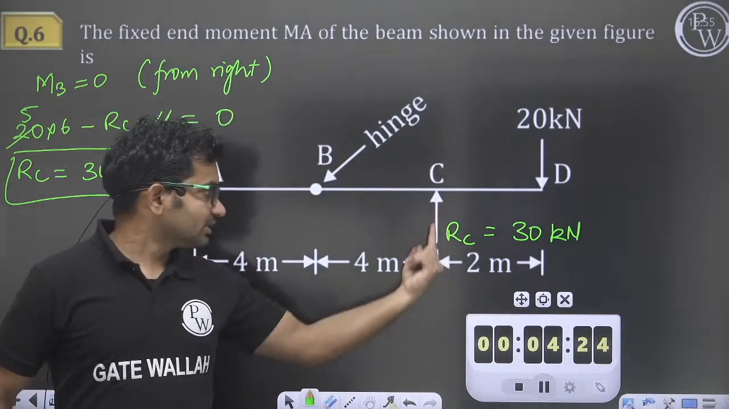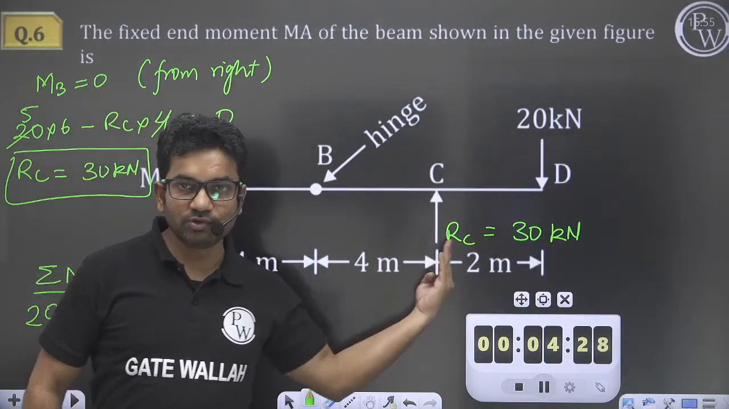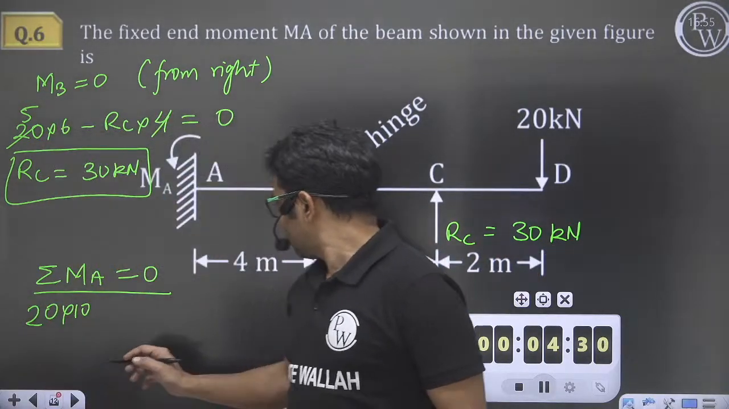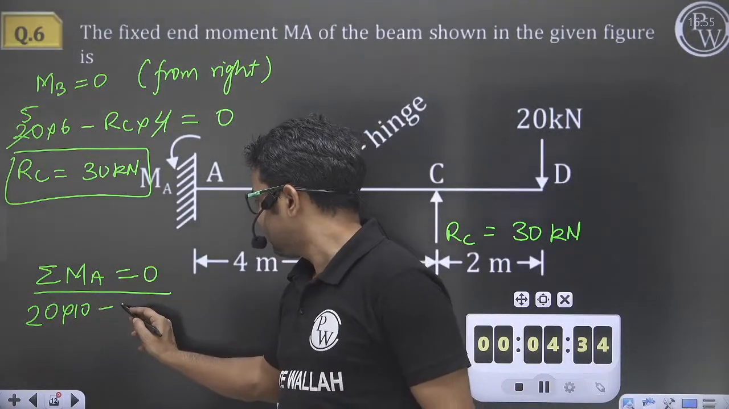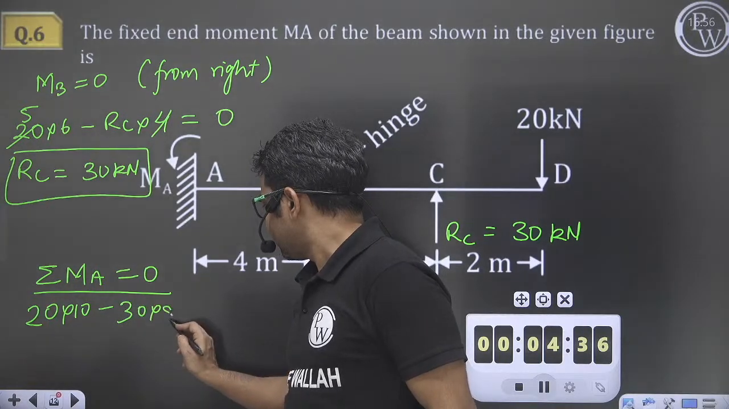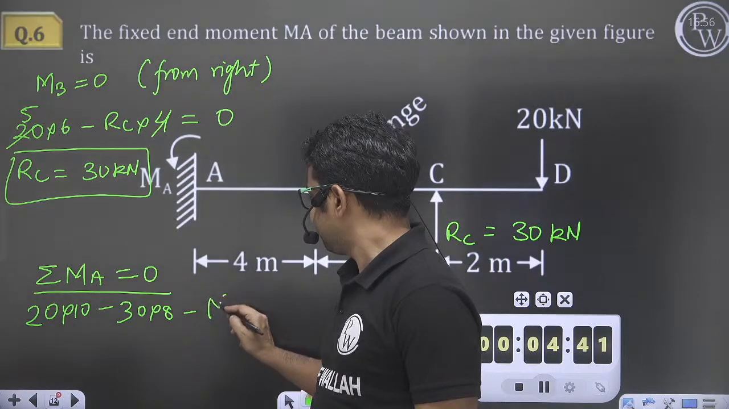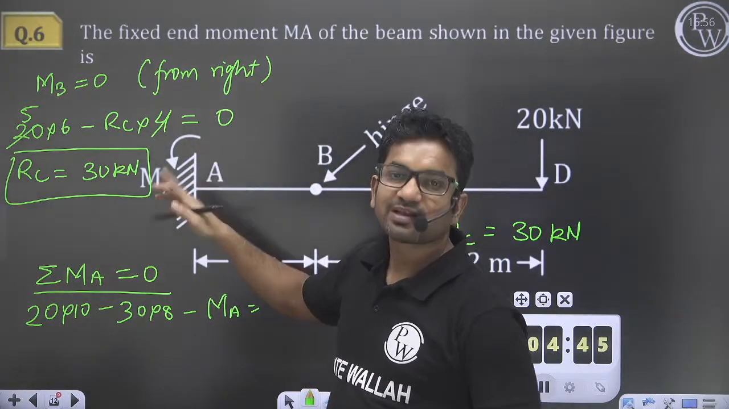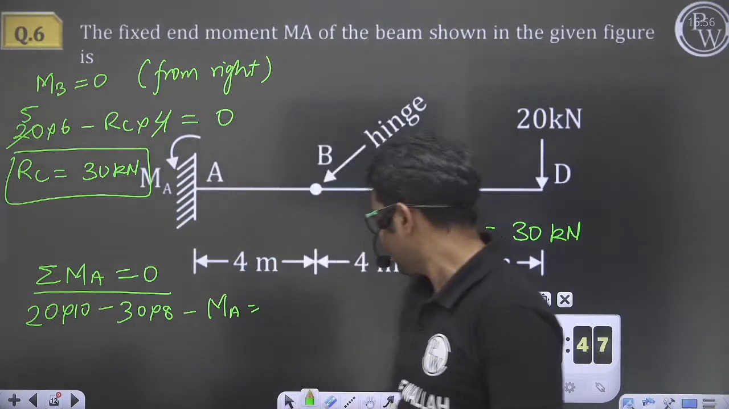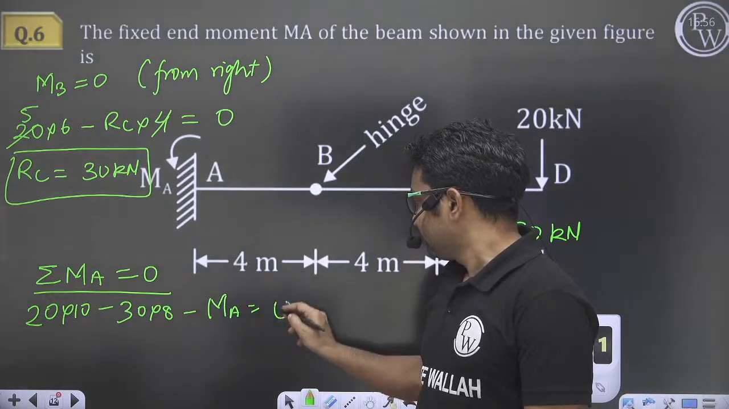Because of this RC, the distance is how much? 8. So RC value is 30 kilonewton, 8 is the distance. And it is anti-clockwise, so minus RC value, 30 into 8, and this is also anti-clockwise, so minus MA. Here they have shown the direction anti-clockwise, otherwise we can take clockwise or anti-clockwise, whatever. Here they have shown the direction, so let us take minus MA will be equal to 0.